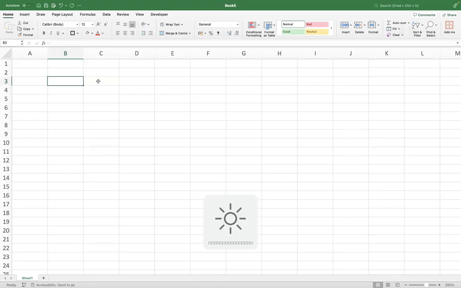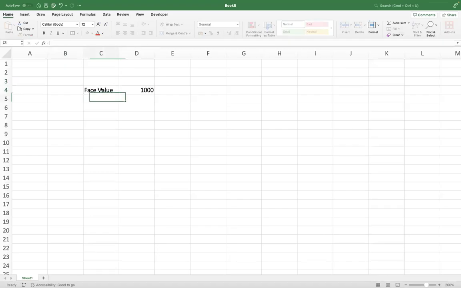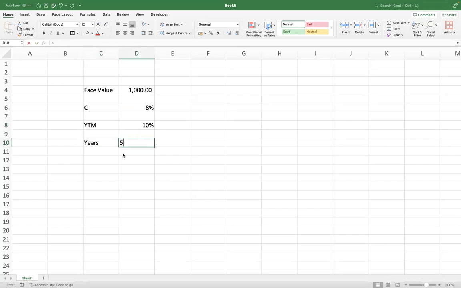Okay, so we are doing duration, and what is the starting point? Face value for the bond is given to you as how much? 1,000. And the coupon is given to be 8%, annualized yield 10%, number of years is 5, right? So first step, always find out the price by the tabular approach.